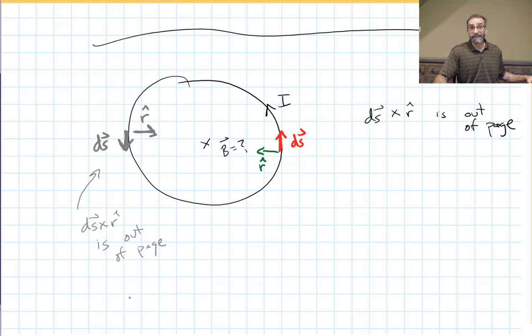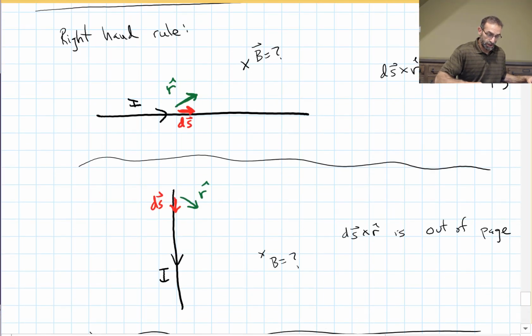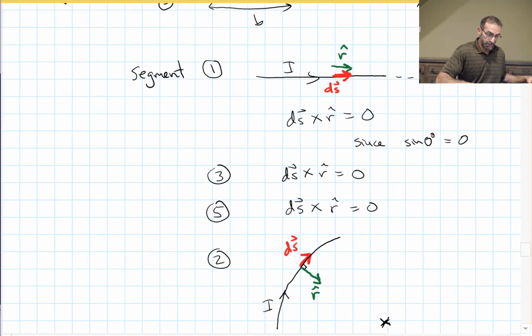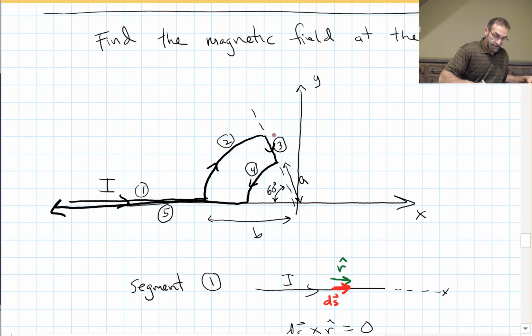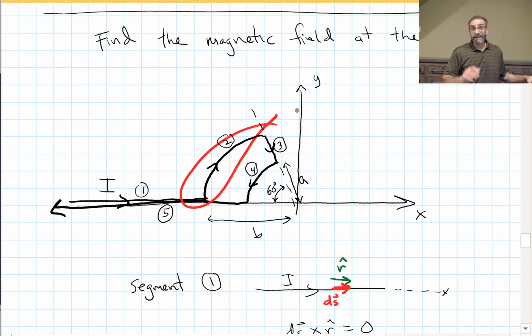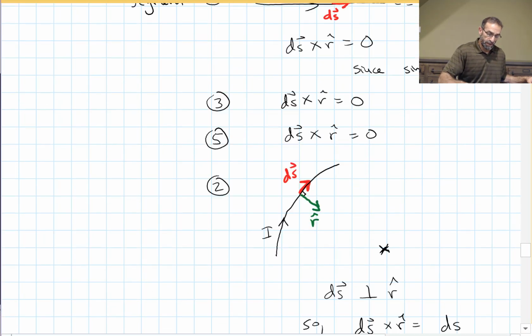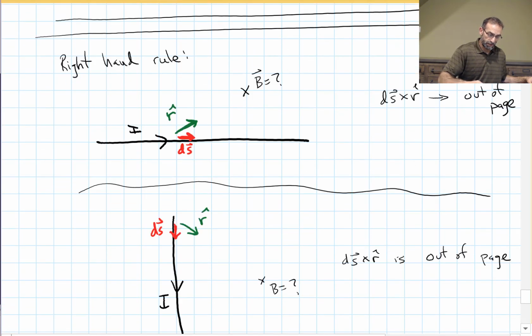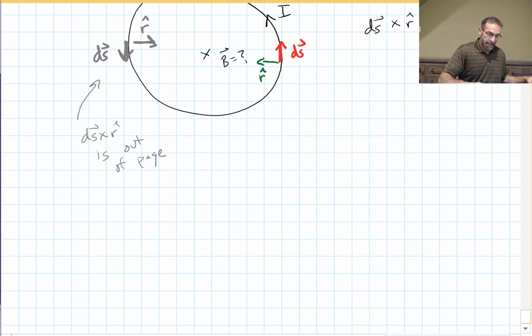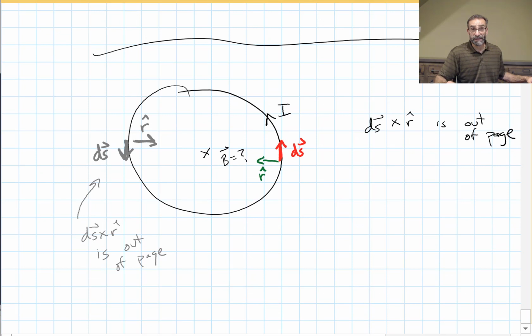Sometimes it does change direction, like we saw earlier with this situation. Where was it? Right here. Segment 2 created a magnetic field that was into the page, but segment 4 created a magnetic field that was out of the page, right? It flipped because the current changed direction and it was on the same side of our point of interest. But when we have a closed loop like this and we're looking for the magnetic field inside the loop, they all end up giving you the same direction.